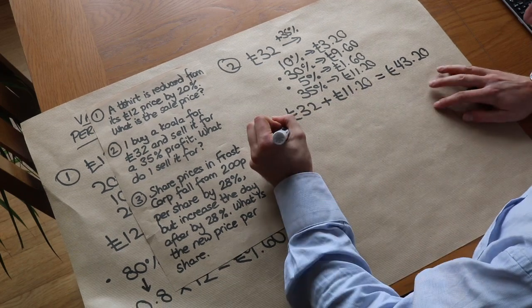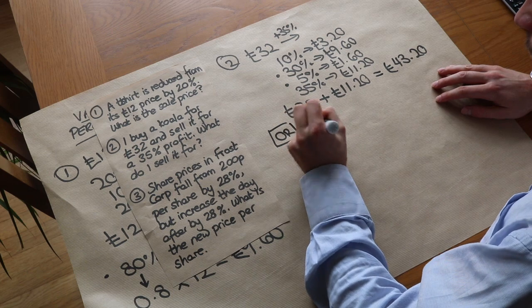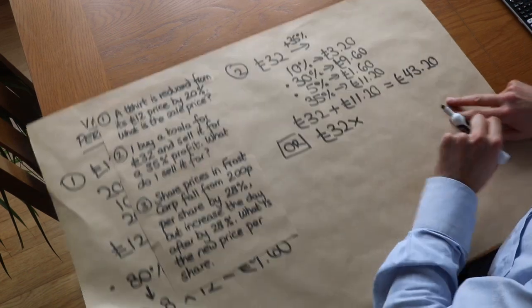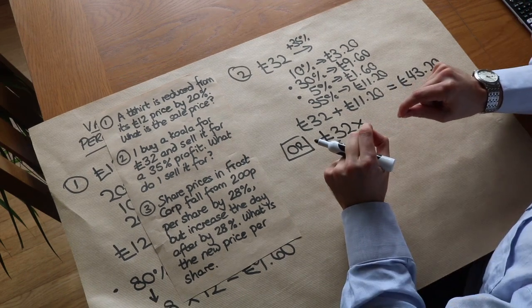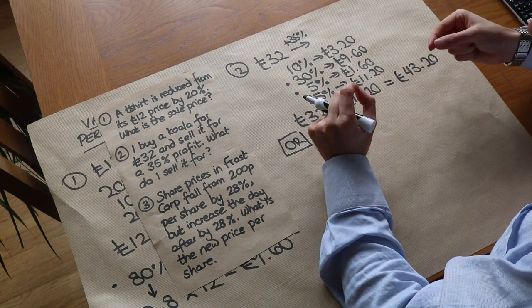But again, we could do it more directly. So we could also use this method. What do we times something by to increase it by 35%? Well, everything starts at 100%. If it goes up by 35%, it's now at 135% of its value.